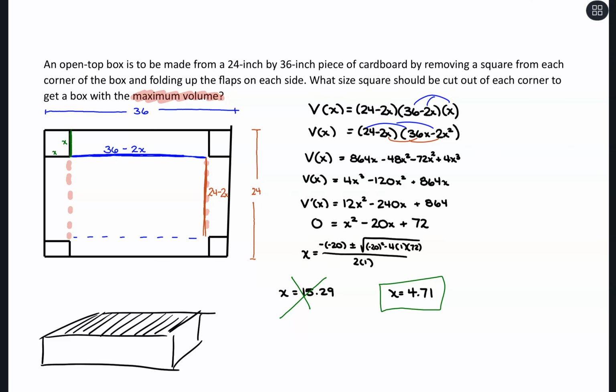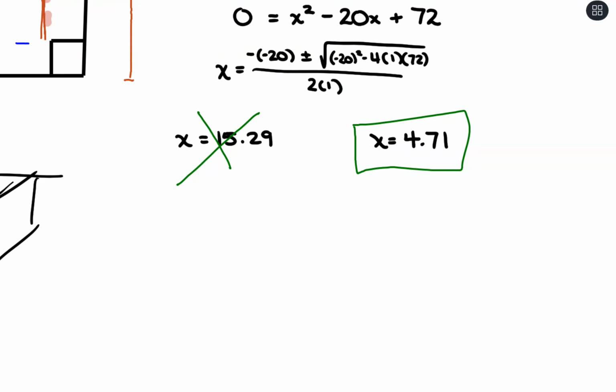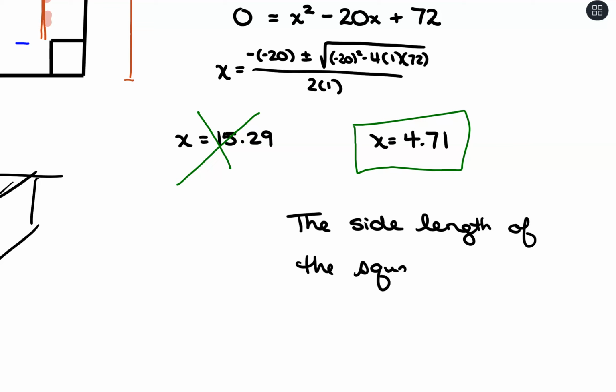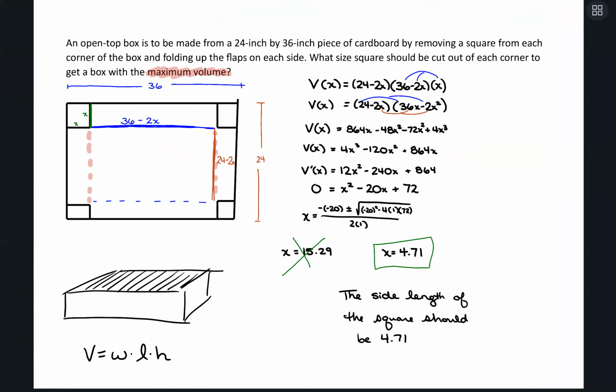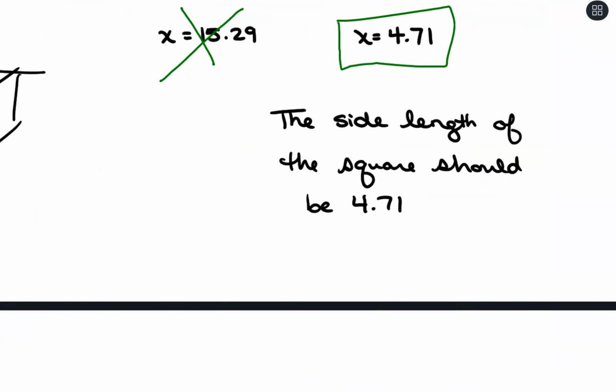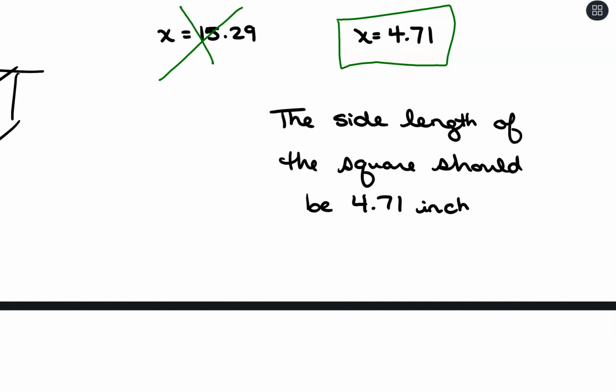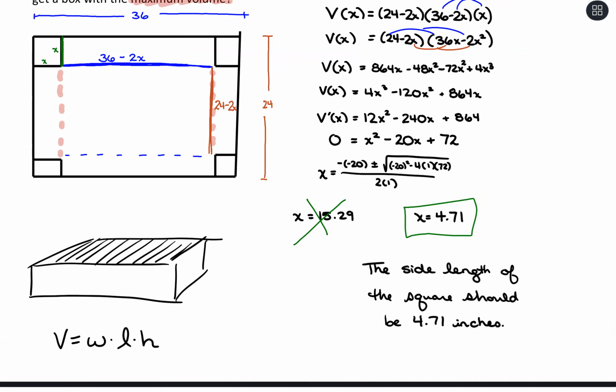So what size square should be cut out of each corner to get a box with maximum volume? The side length of the square should be 4.71, and my units are going to be in inches. And they didn't ask for what the volume is, so we can leave it just like that.